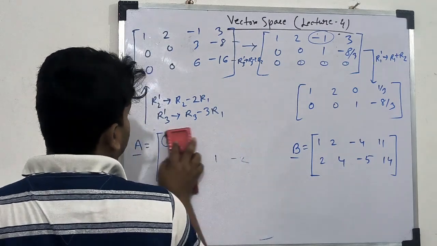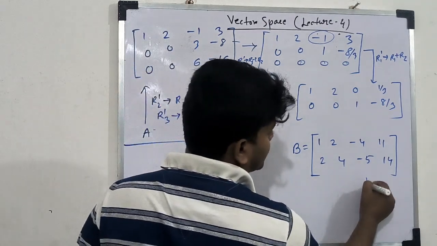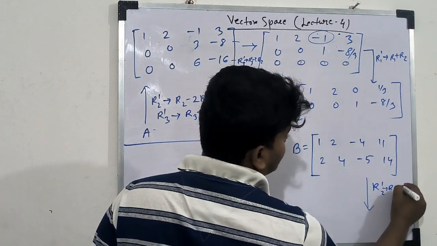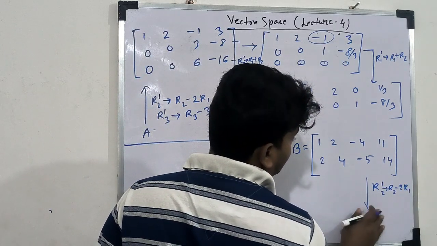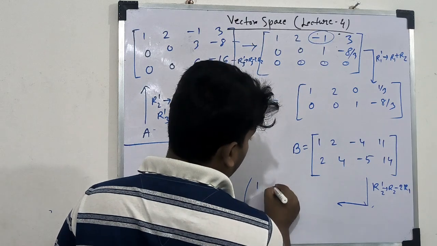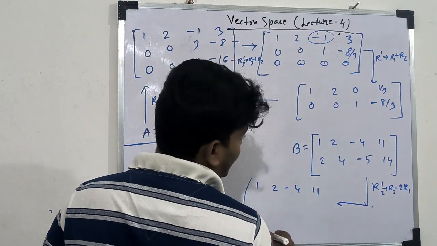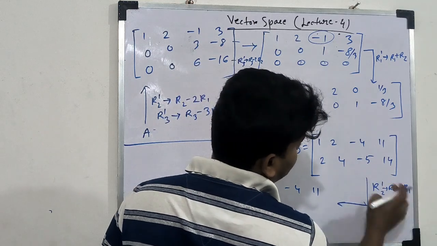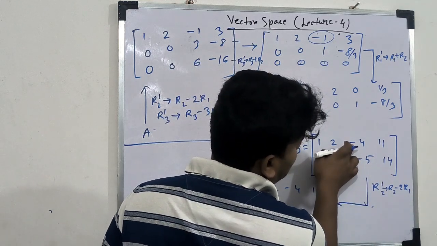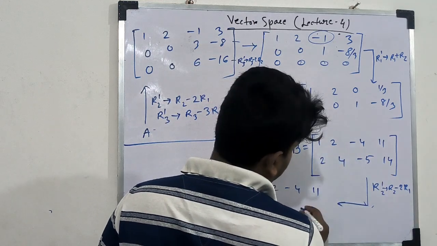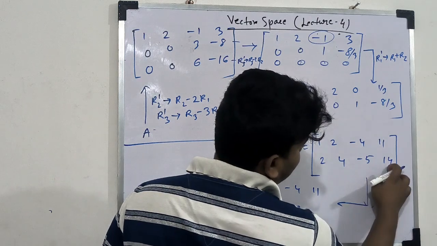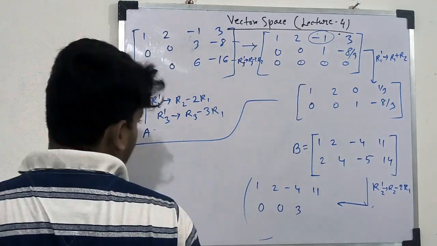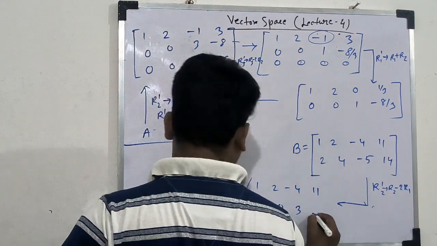Similarly, we find the canonical form for the matrix B. If we apply R2 minus 2R1, we will get 1 2 -4 11 in the first row, and in the second row, this will be 0 0 and so on, with the entries 8 and 14 minus 22, giving minus 8.